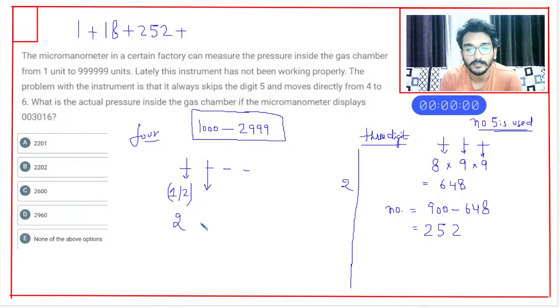And how many possibilities for this? 9 possibilities, 9 and 9, when there is no 5 used. So it is how much? 9 into 9, 729. The double of 729. So 29 is 58. It is 1458. Yes, 729 double. Yeah, correct.